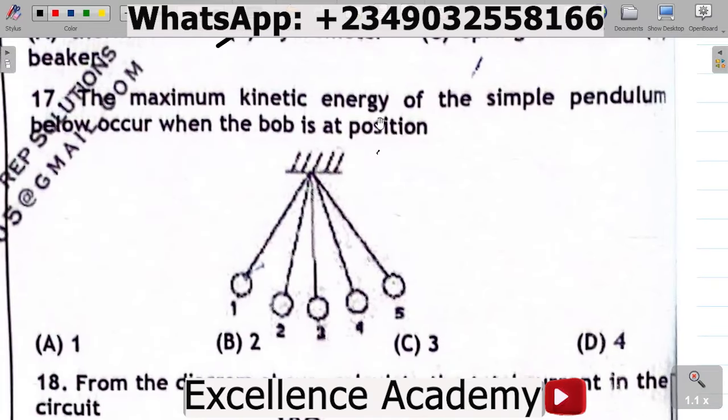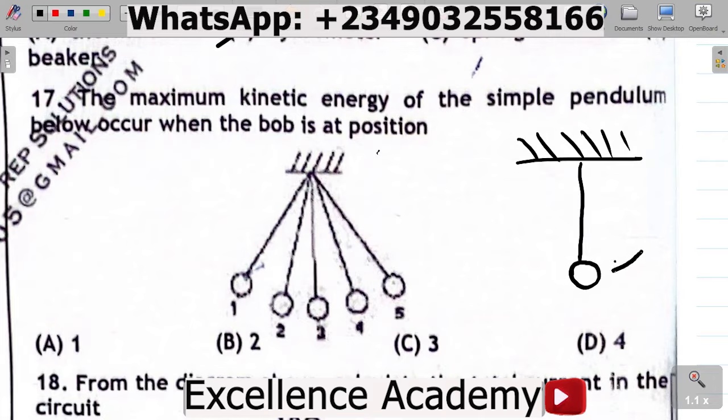The maximum kinetic energy of the simple pendulum below occurs when the bulb is at what position? So you have this. Now let's analyze this question here. Let's say you have a ball here like this. If I choose to push this ball with a certain speed, this ball goes up to a point.